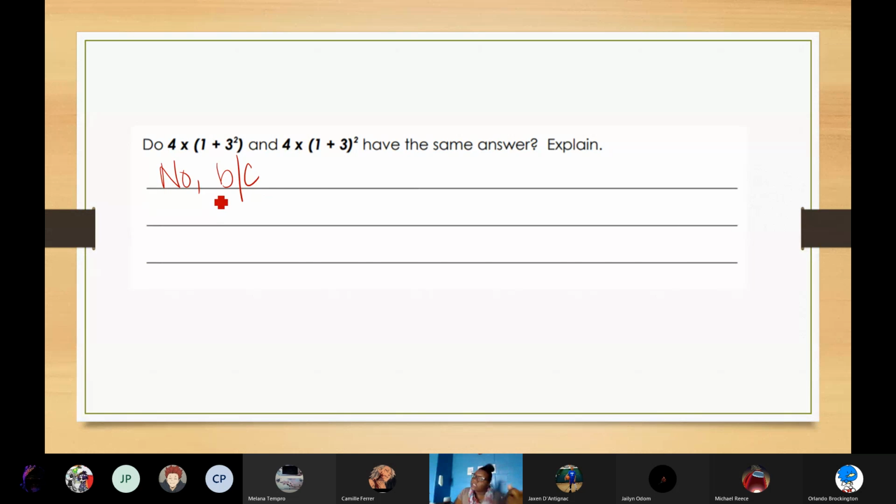Let's solve it now. This is where we as mathematicians get to show our work. I'm going to write PEMDAS: Please Excuse My Dear Aunt Sally. Parentheses, exponents, multiplication, division, addition, and subtraction at the top of my paper. It doesn't look like I'm doing any subtraction, so I'm going to put an X there. Let's write this out: 4 times 1 plus 3 to the second power.